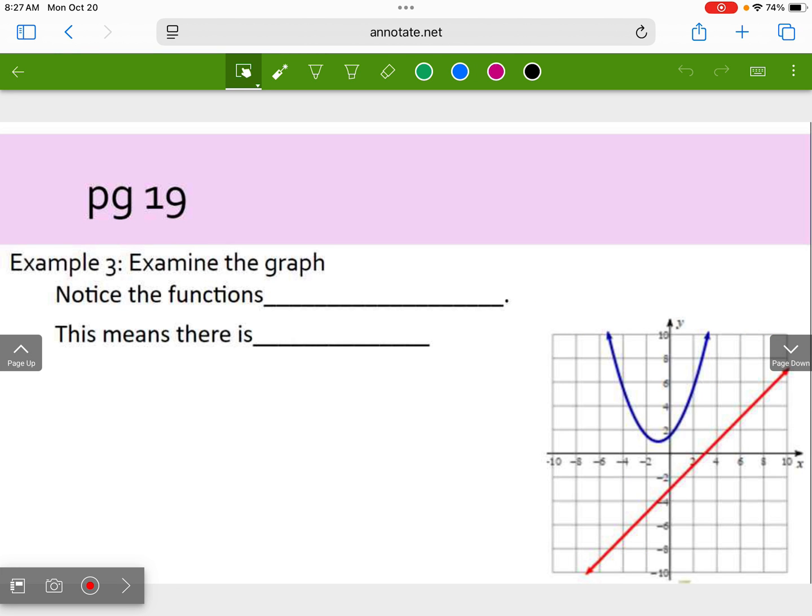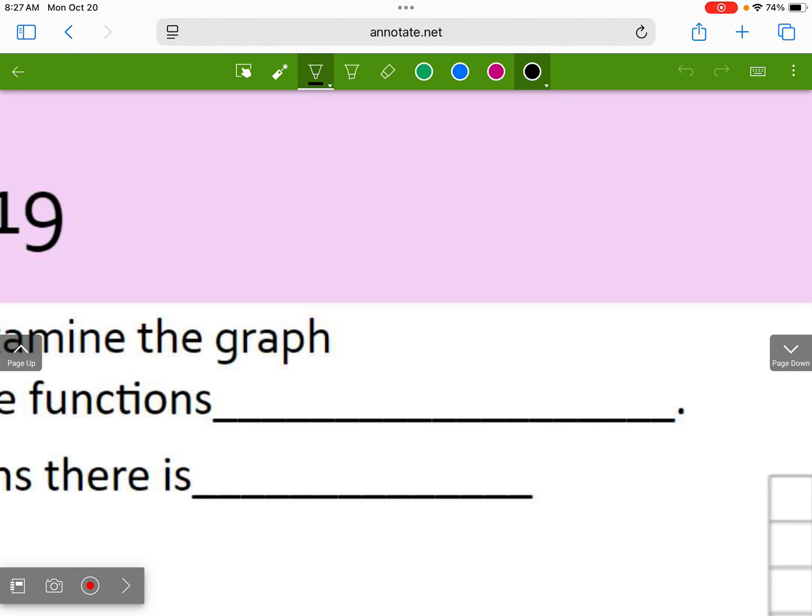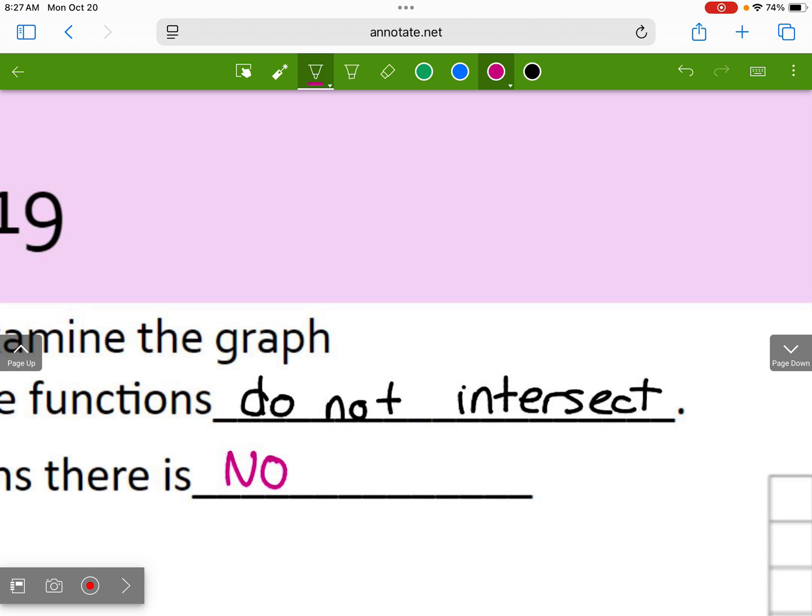We could also have a system that looks like this. What do we notice about the intersections here? They don't touch. The functions do not intersect. That means there is no solution.